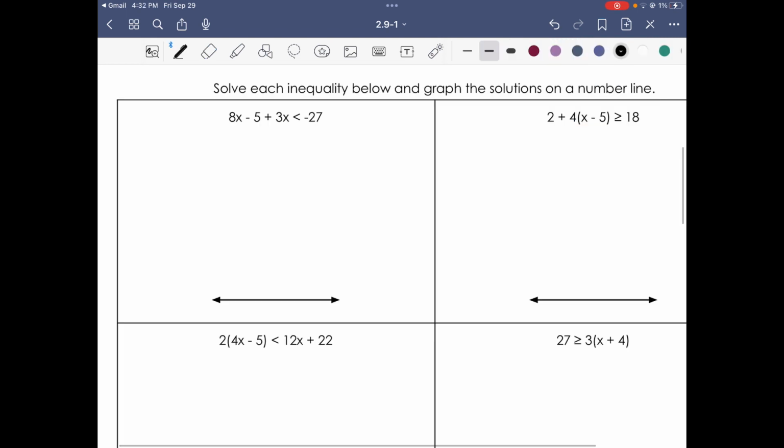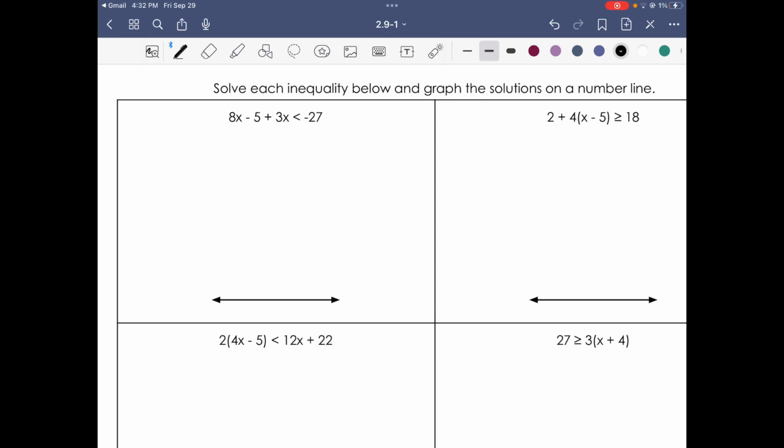All right, let's solve the first example together. I'm going to read it out loud. As I do, I want you to think about what your first step is going to be. 8x minus 5 plus 3x is less than negative 27.